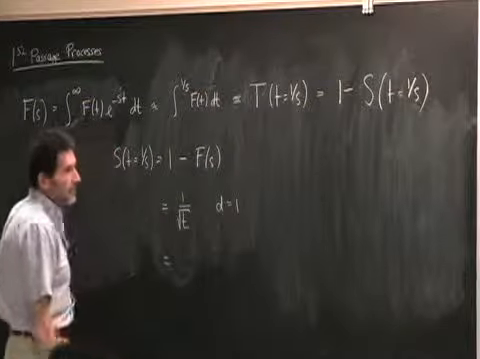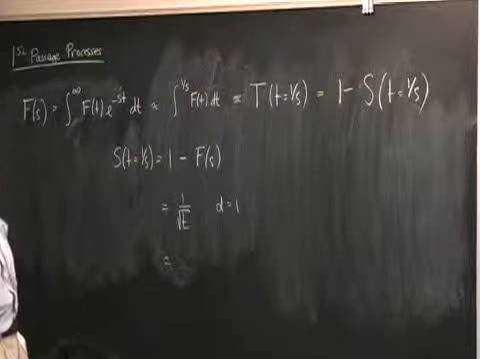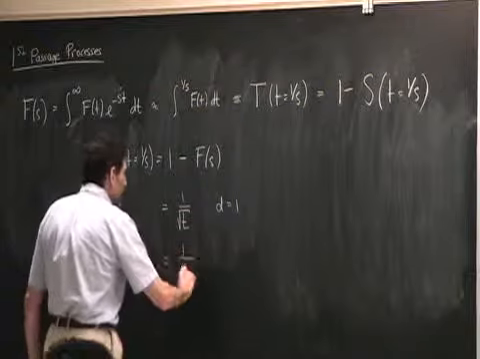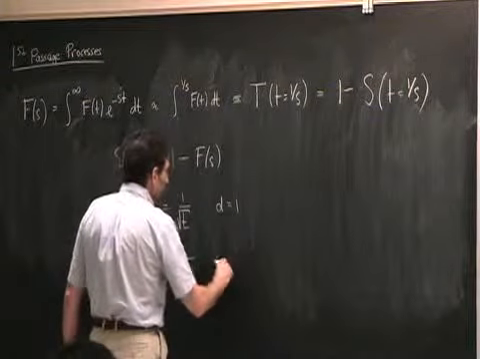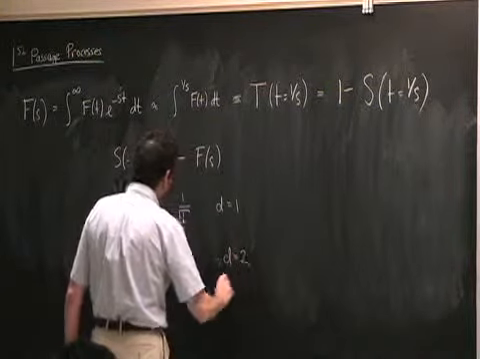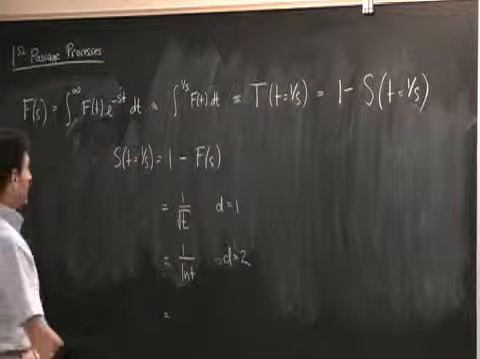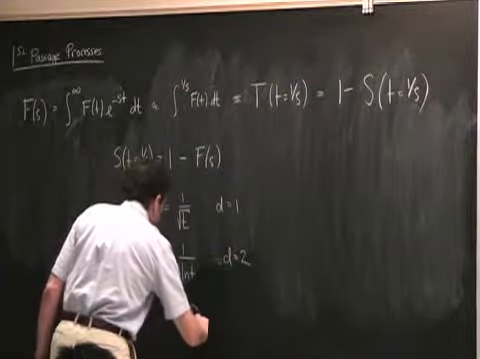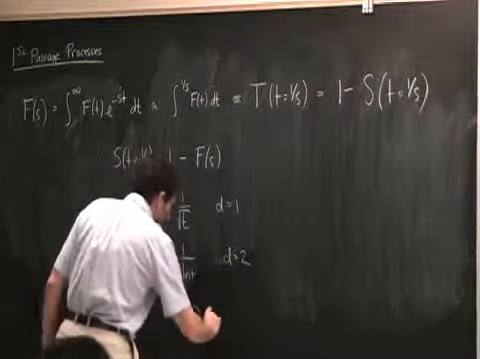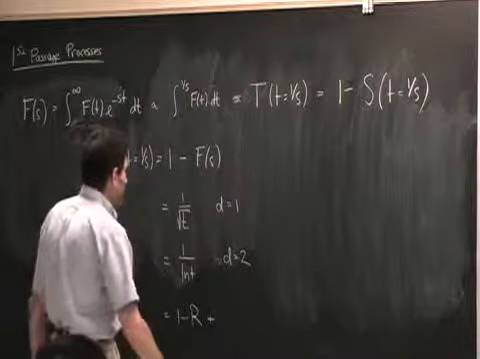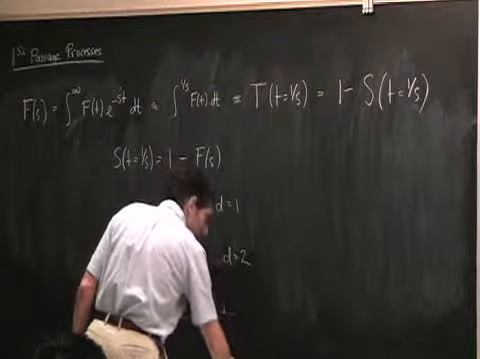It's equal to 1 over log t in d equals 2. And in d equals 3, it's 1 minus the return probability, and then there's plus something which goes like 1 over square root of t.